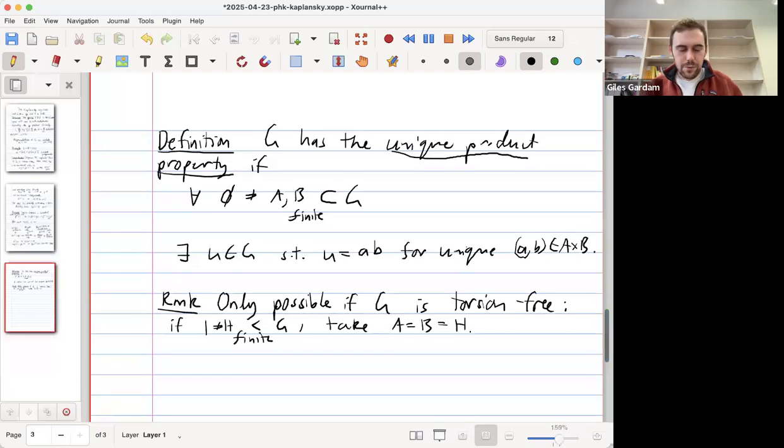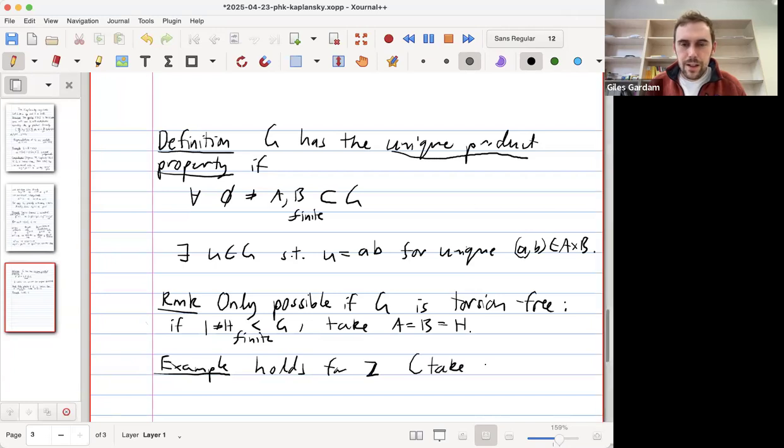And another example would be that this is true for, say, the integers, our running example, because if I have two non-empty finite subsets of the integers, I can just take the maximum of each, and their product, if I'm thinking in multiplicative notation, will be the unique one. So this holds for Z, and we can just take as the pair A, B the max of A and the max of B.